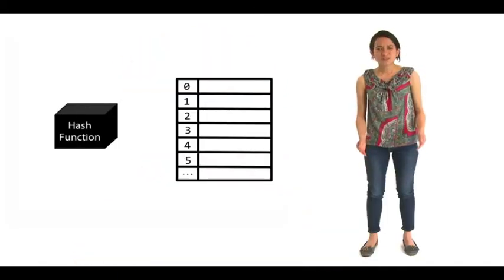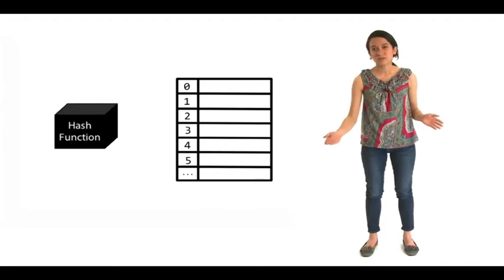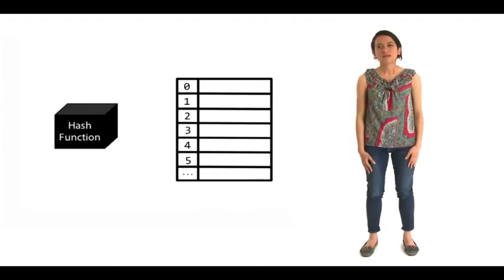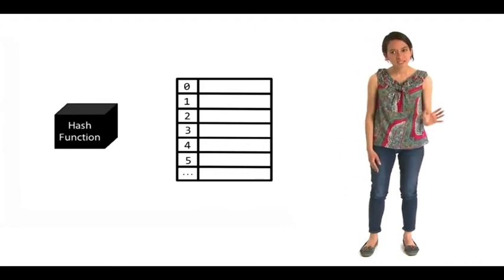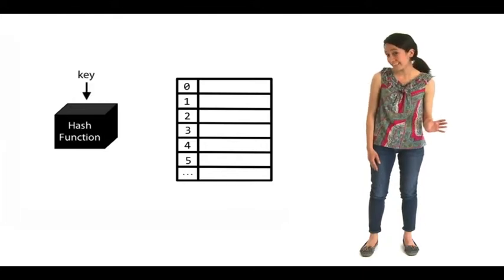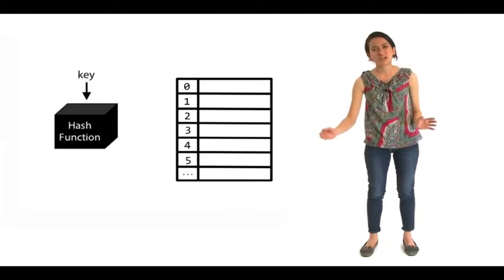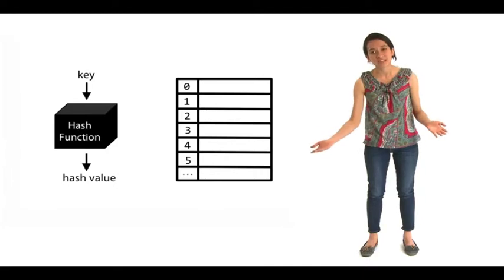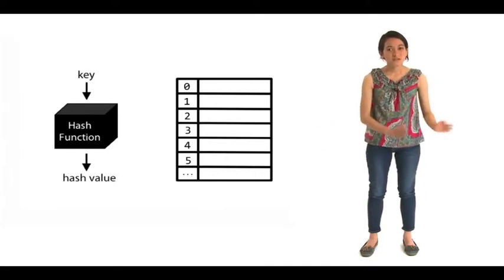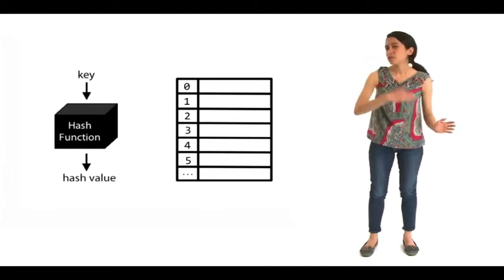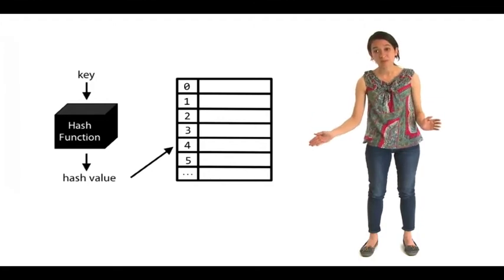So what is a hash table anyway? A hash table is just an array coupled with a function, which we'll call the hash function. The hash function takes a piece of data as input, we'll call this a key, and outputs an integer commonly referred to as a hash value. The hash value maps our key to a particular index in the hash table.